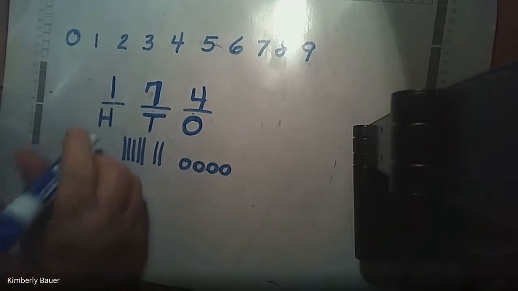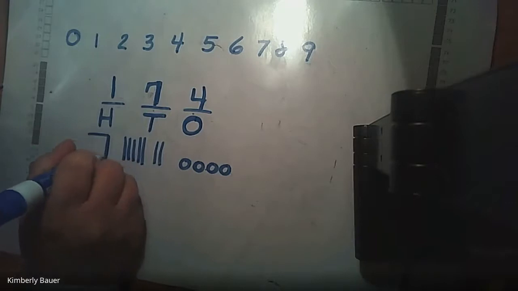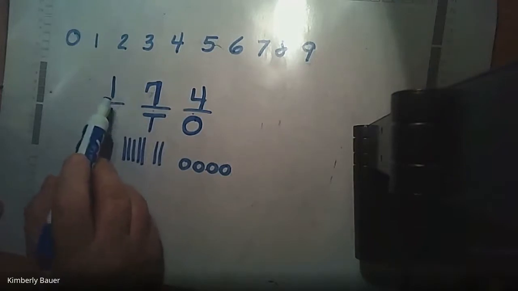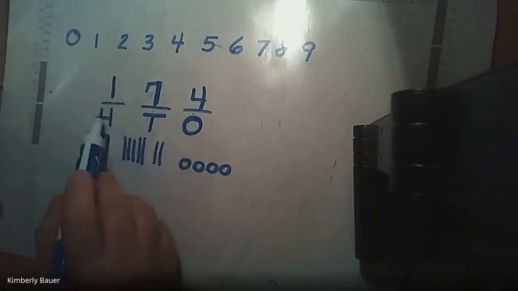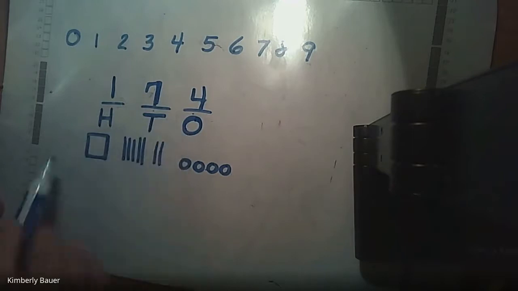And now I have 100 again. So I'm going to put my 1 box. So I have my 3-digit number. I've labeled my places, hundreds, tens, and ones. And now I've done my quick drawing. What I'm going to do now, I'm going to expand it.